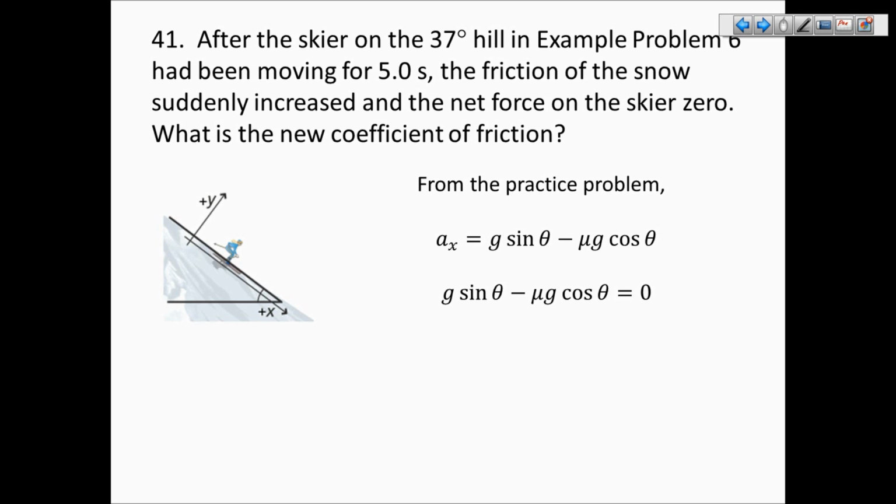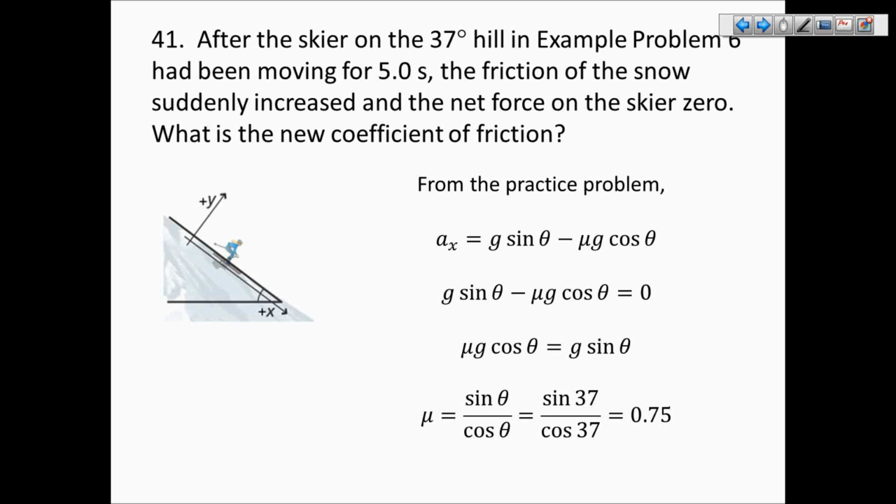But we first need to realize if the net force on the skier is 0, that means that his or her acceleration is also 0. So I'm going to set this expression equal to 0 because the net force is 0. And I'll start moving things around in order to solve for mu. So notice that the two g's will cancel, and mu is just equal to the sine of theta divided by the cosine of theta. Now the problem says after the skier on the 37-degree hill, so that's what I'm going to plug in for theta, 37 degrees, and we find out that mu is 0.75. So the friction went up because of an increase in mu.